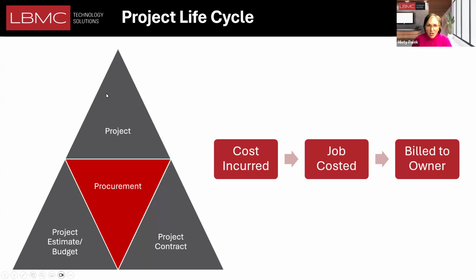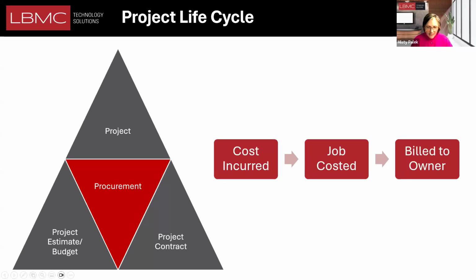And so I like to think of my project as up here on the top, my estimate and budget is over here on the left. This is how much I said it was going to cost. And then this is my contract, so this is what I'm billing off of. This red triangle in the middle is procurement, right? That's where all the gooey stuff happens in this case. The costs are incurred, then they're job costed, and then they're billed to the owner, finally. So this is a typical project life cycle on any project. No matter the duration, this is typically what happens.